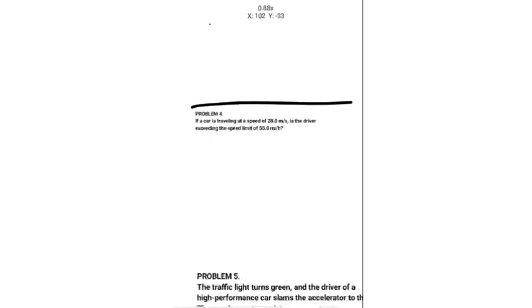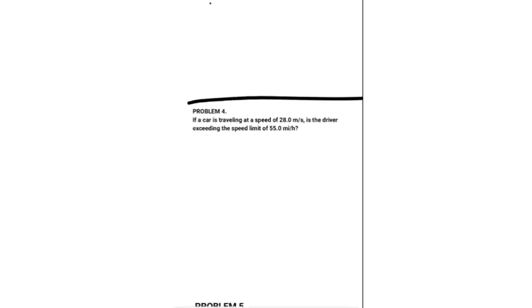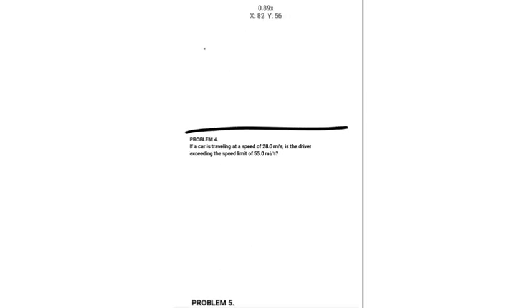Okay, so in this case then, we have problem 4, which is saying if a car is traveling at a speed of 28 meters per second, is the driver exceeding the speed limit of 55 miles per hour? So this is the question. Now, how are we going to solve this question here? So first, to solve this question, to give a feedback, we need to have the same units here so that we can know if the driver was exceeding the speed or not.